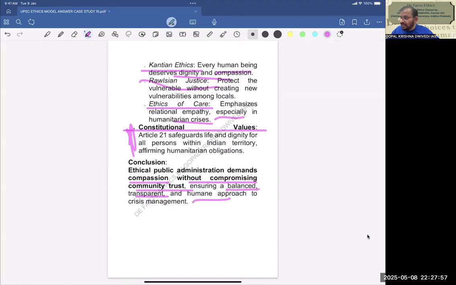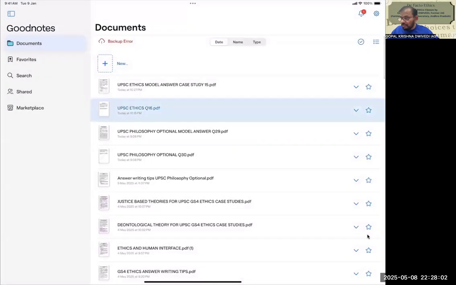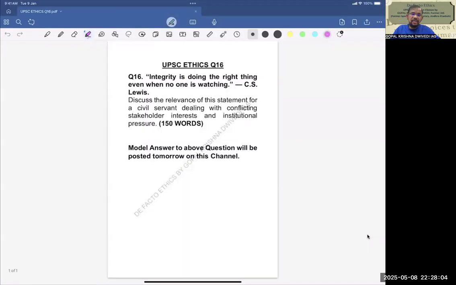Now, let us see what will be the question which we will be dealing with tomorrow. So this is the question. Integrity is doing the right thing even when no one is watching. This is a statement from C.S. Lewis. Now discuss the relevance of this statement for a civil servant dealing with conflicting stakeholder interests and institutional pressure. This needs to be answered in 150 words.